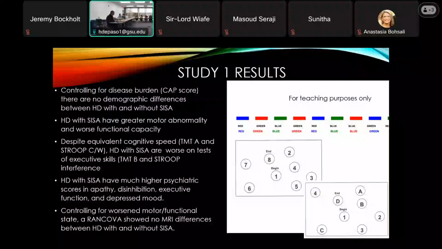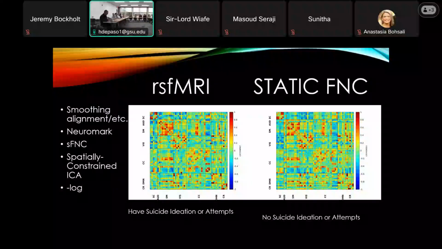And we found that HD with suicidal ideation had much higher psychiatric scores in apathy, disinhibition, executive functioning, and depressed mood, which suggests that there is an underlying factor in the depression with Huntington's disease itself. When we controlled for motor functional score using an ANCOVA, no more MRI differences were found between HD with and without suicidal ideation.